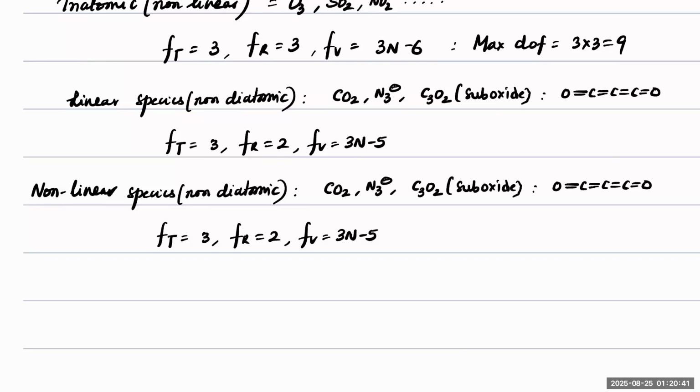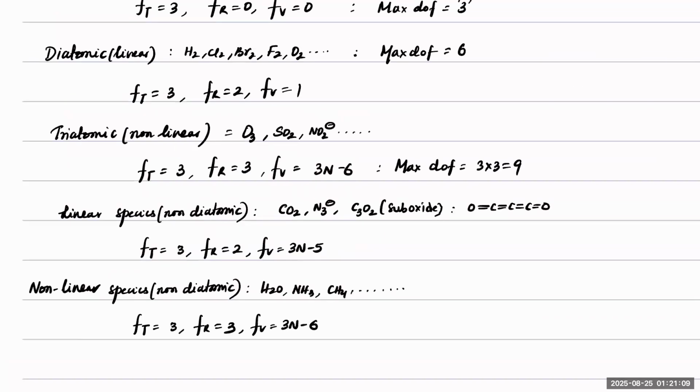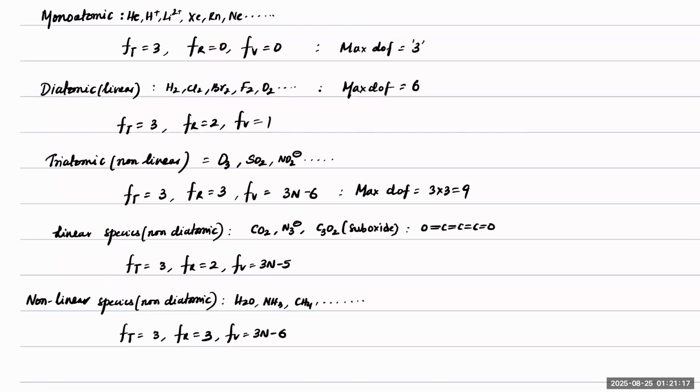okay. So if it is non-linear, anything simple as that of water, let's say, like H2O, ammonia, CH4, correct? All of these are non-linear. So if it is non-linear, in that case, translational degrees of freedom are 3, rotational are 3, and vibrational will become 3n minus 6. So that's how you'll figure out, for monoatomic, diatomic, linear or non-linear, what is the amount of degrees of freedom it has.